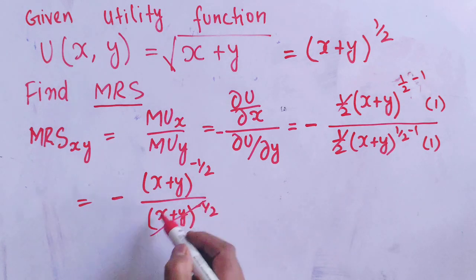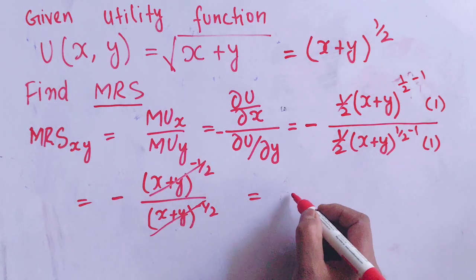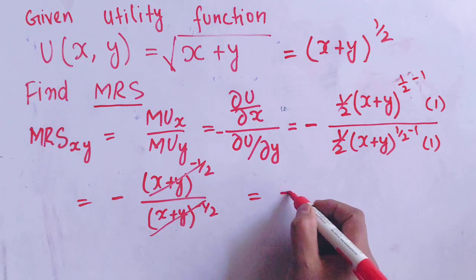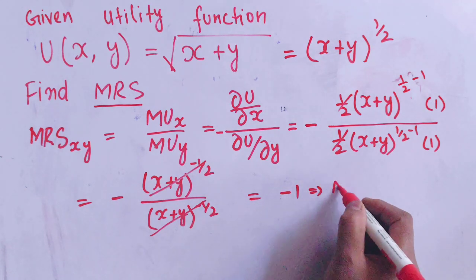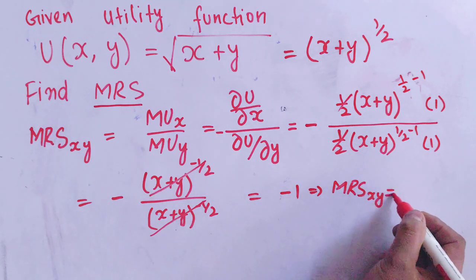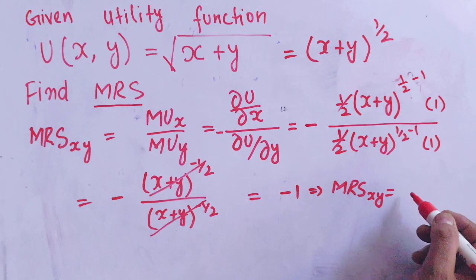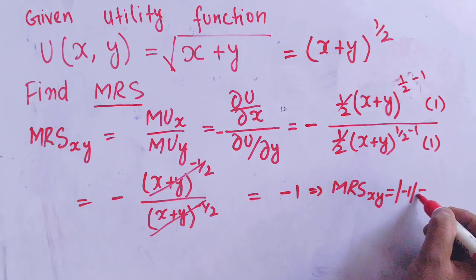So these get cancelled and we get the marginal rate of substitution equal to minus 1, or in absolute terms our MRS between x and y will be equal to minus 1, which is equal to 1.